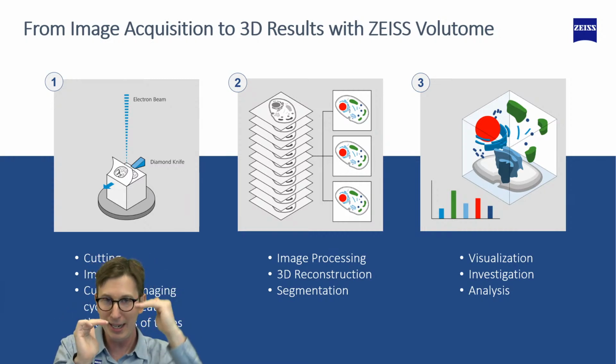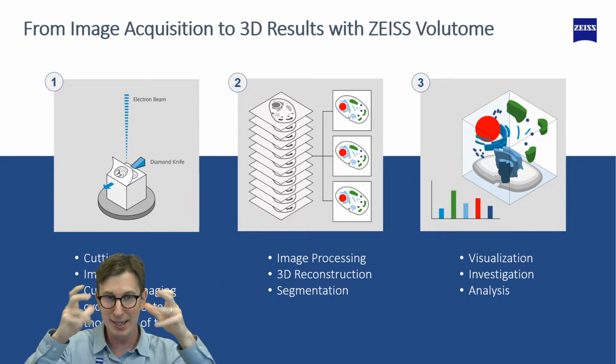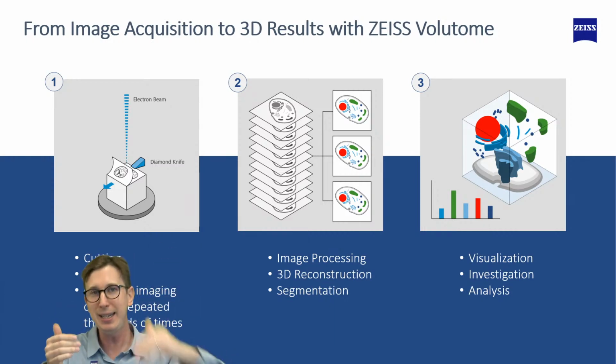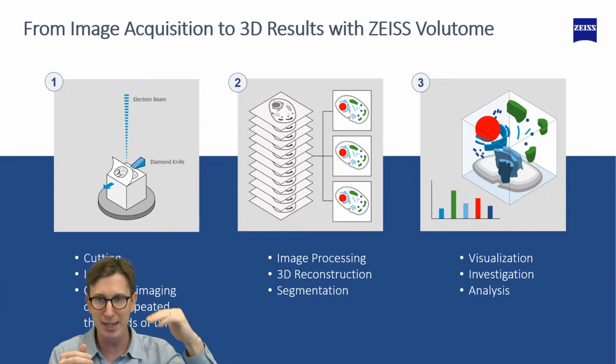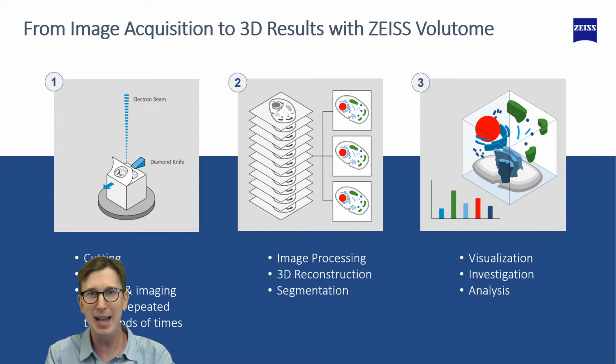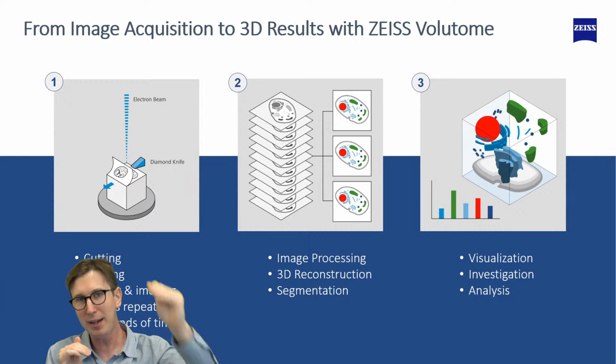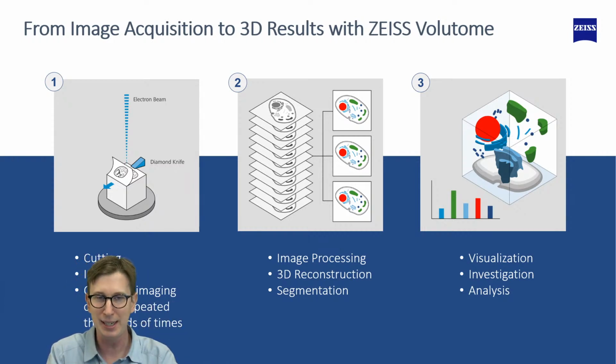Then we cut it again, and we image it again. So that block and the top of it is the block face, and each time we take a cut, we take another image. So as you can see in step 2 there, we get one image after another, and if you combine them all together, you get a 3-dimensional volume. So we're doing a serial block face imaging technique.